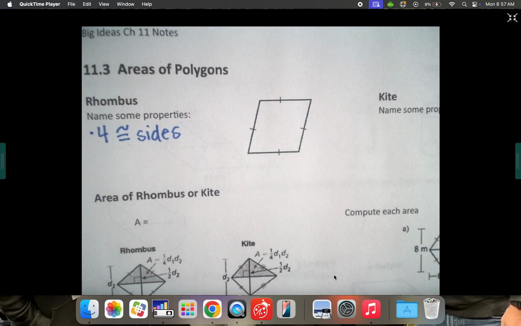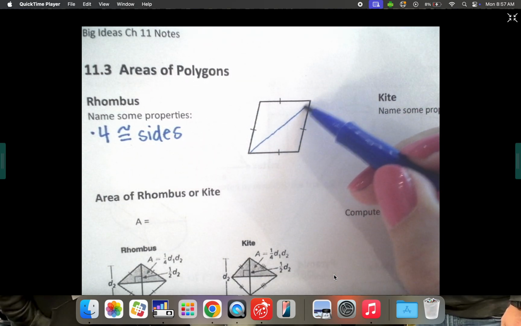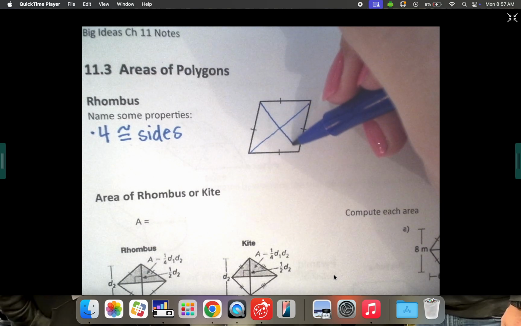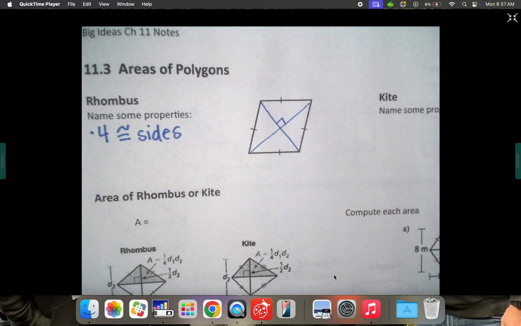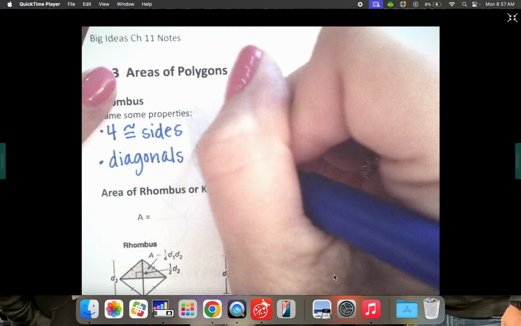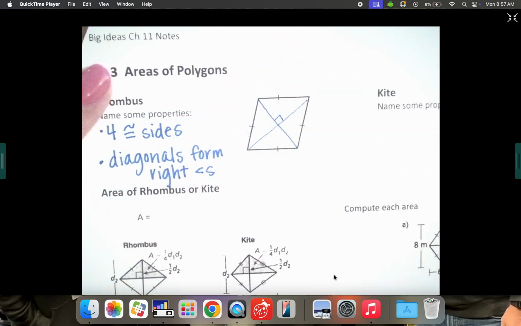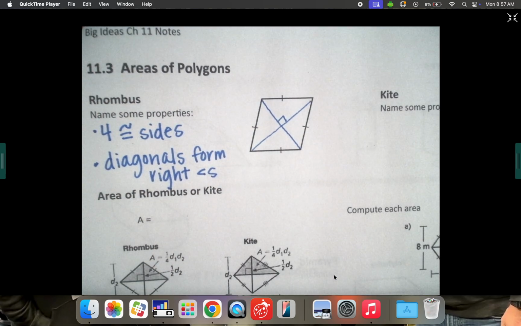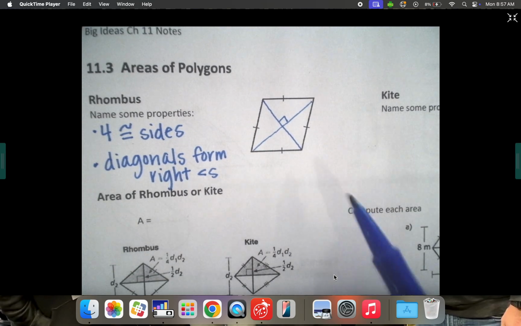And the other thing is, you may have forgotten this from our quadrilaterals unit, but the diagonals intersect in a very specific way. They intersect at right angles. So the other thing I want you to remember about rhombuses, rhombi, whatever it is, is that the diagonals form right angles. Okay, so if you know that there are 4 congruent sides and the diagonals form right angles, that's all for right now I want you to remember about a rhombus.